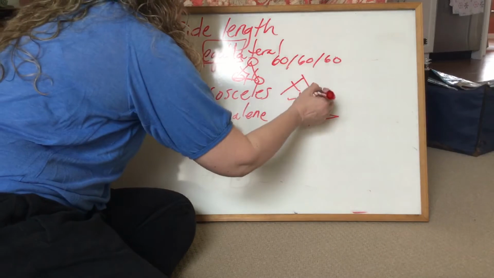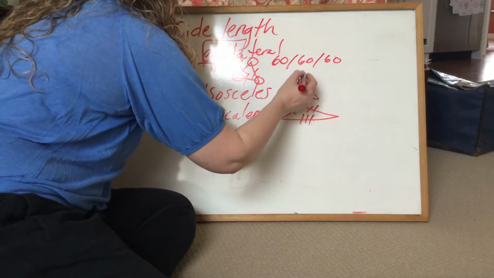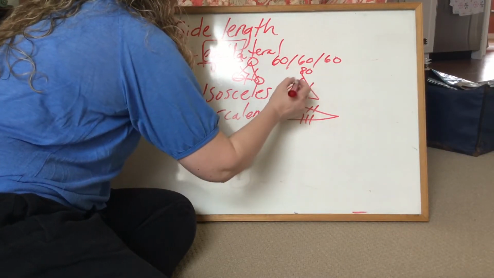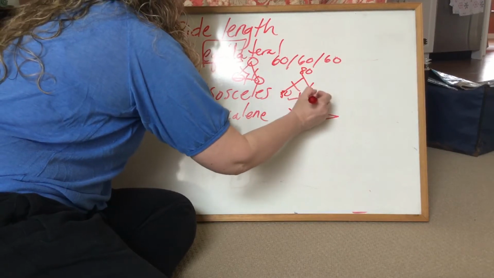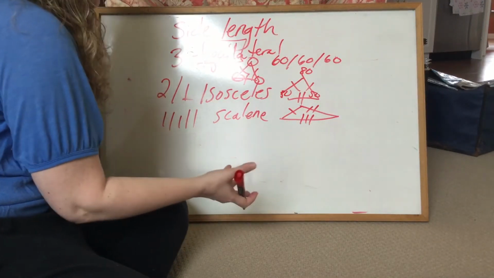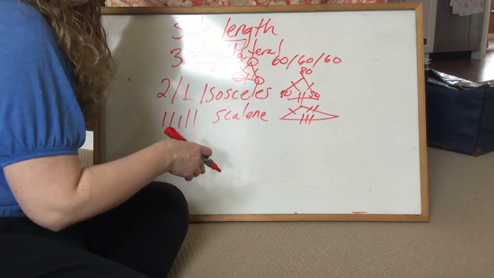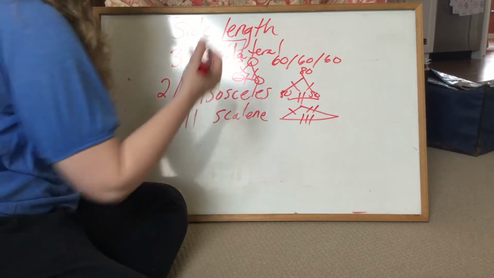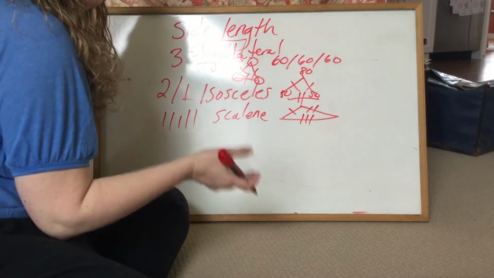So let's pretend this one is 80, and then this one would be 50, and this one would be 50. Again, I'm obviously not doing anything to scale. In a scalene, all three side lengths are not the same, so they are unequal, and it has all three different angle sizes as well.